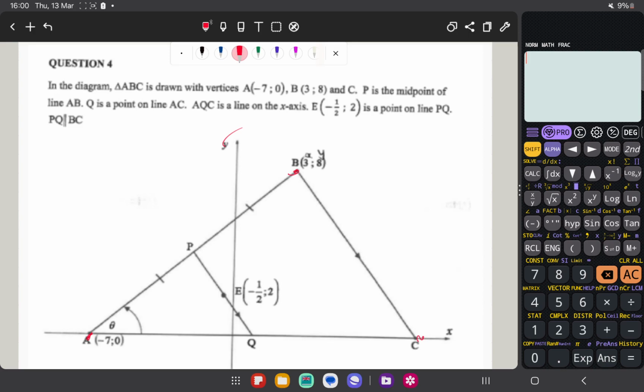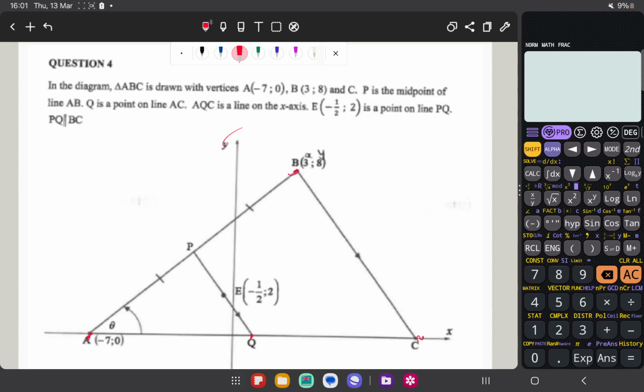And then P is a midpoint of line AB, right? And then Q, where is Q? Here is Q. It's a point on AC. They don't say anything about whether Q is a midpoint of AC or not, right? They say A, Q, C is a line on the x-axis, right? Of course, we see that.